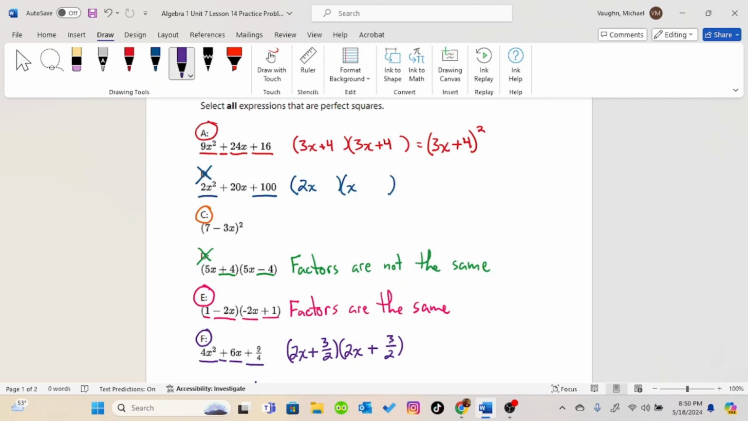If you have any questions about how to identify expressions that are perfect squares, please ask for clarification now so that you are better prepared as we move forward on to the other practice problems.